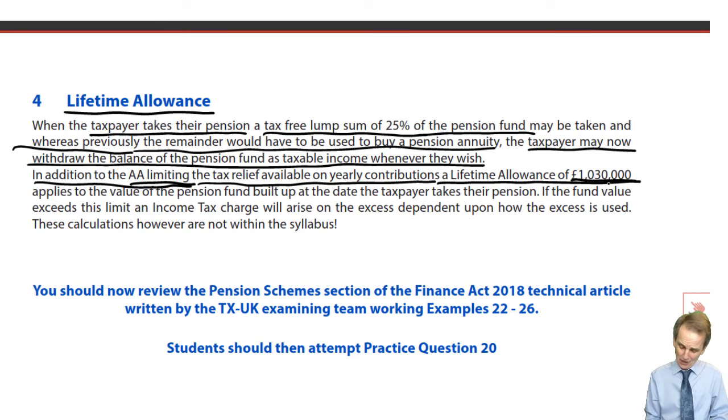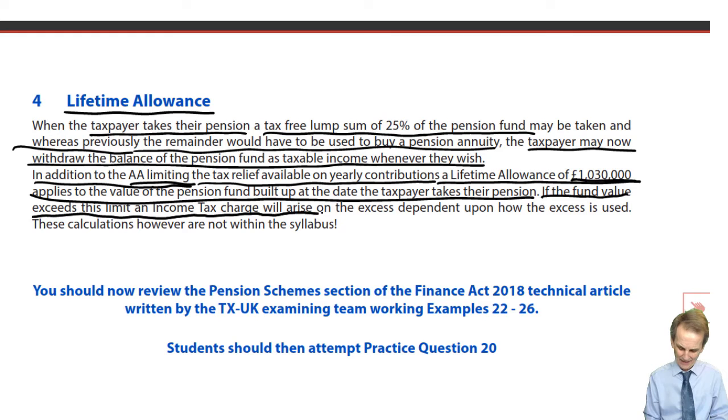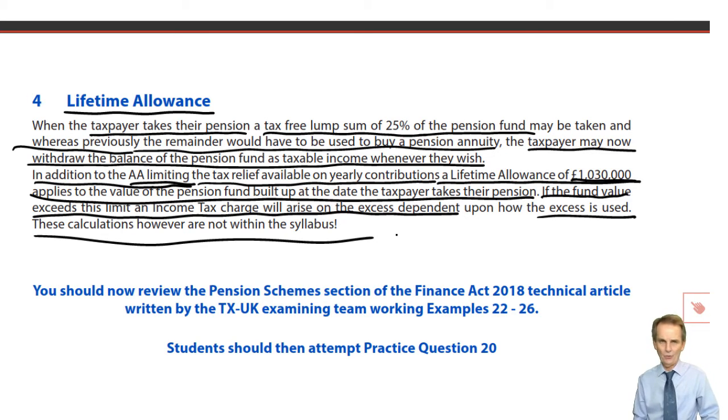So you've got this lifetime allowance of 1,030,000, and that applies, as we've said, to the value of the pension fund built up at the date the taxpayer takes the pension. If that fund value exceeds this limit, then an income tax charge will arise on the excess, dependent on how that excess is used. These calculations are not within your syllabus.